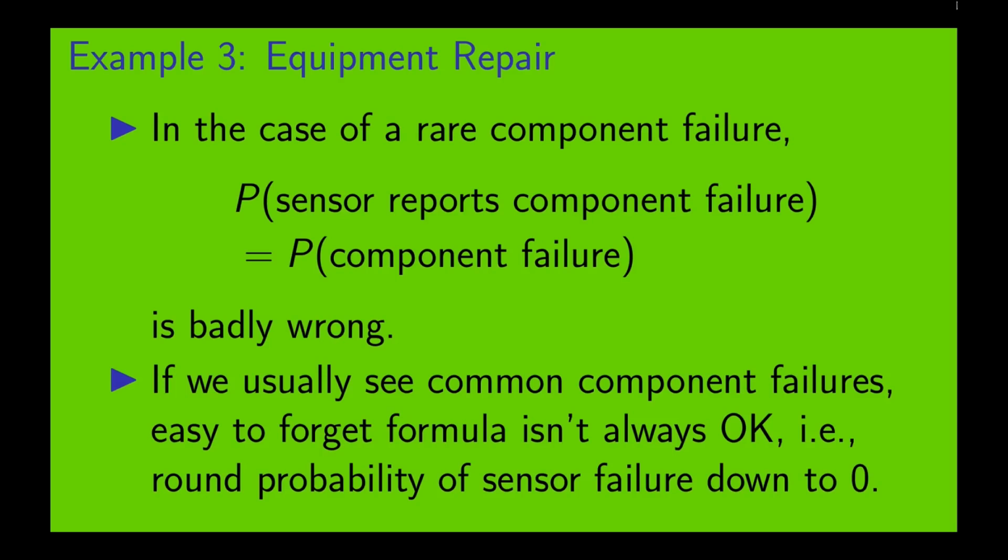On the other hand, if we consider rare component failures, equating the probability of a sensor reporting that component failure and the probability of the component actually failing is badly wrong. But if we usually see common component failures, it is easy to forget that this relation isn't always okay. In other words, if we see a lot of common component failures, it is easy to round the probability of a sensor failure down to 0.